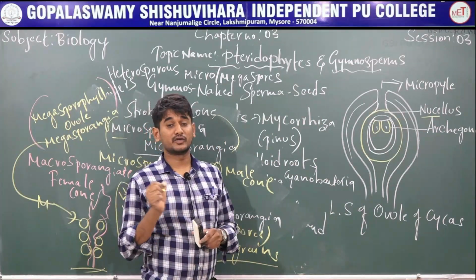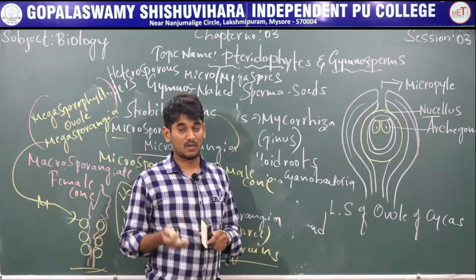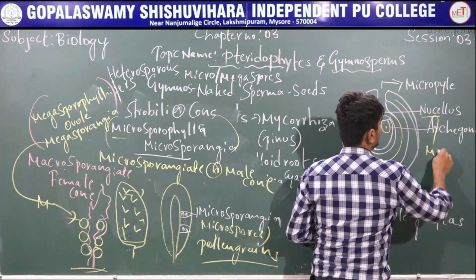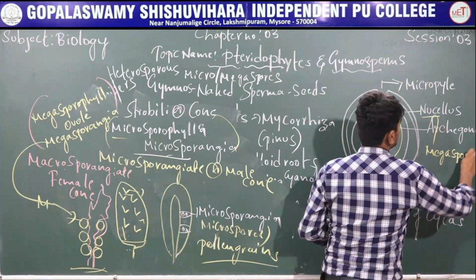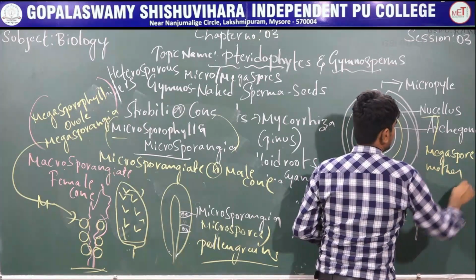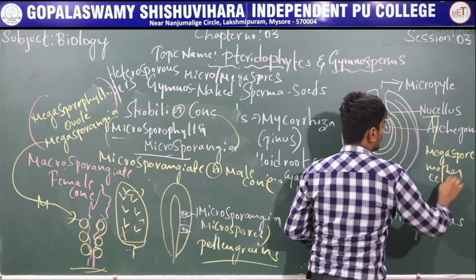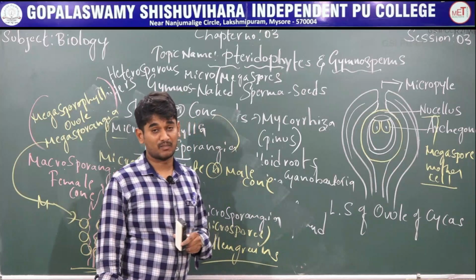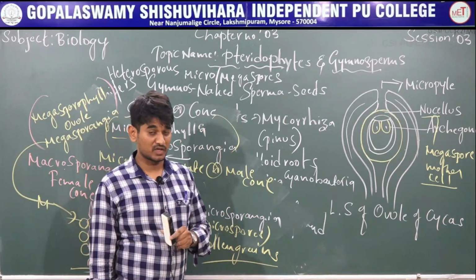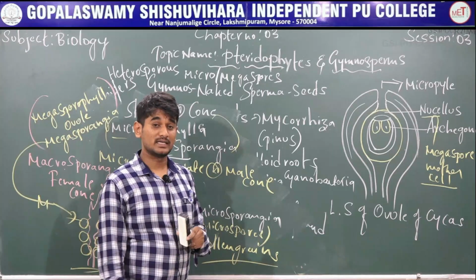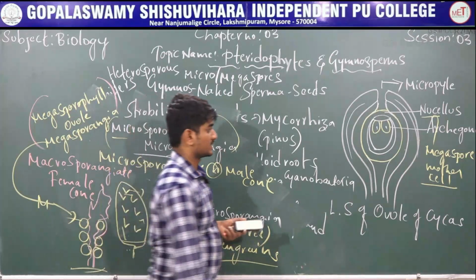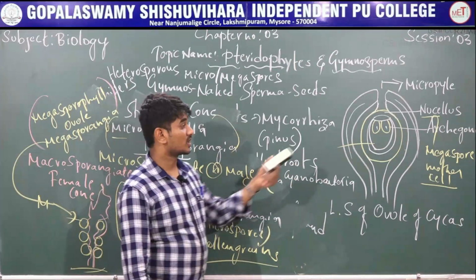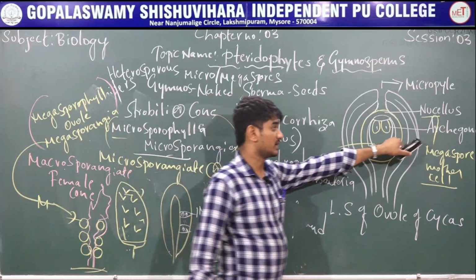One of the cells in the nucellus differentiates to form the megaspore mother cell. This megaspore mother cell undergoes meiosis to form 4 haploid megaspores. Among the 4 haploid megaspores, one functional megaspore develops into the female gametophyte. This female gametophyte bears 2 or more sex organs called archegonia.